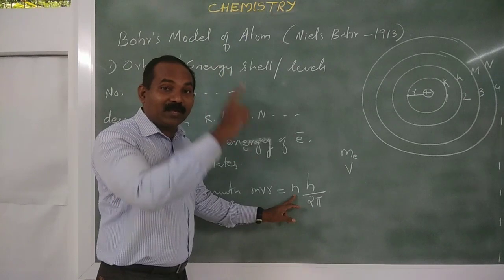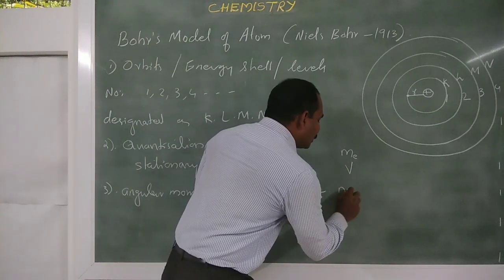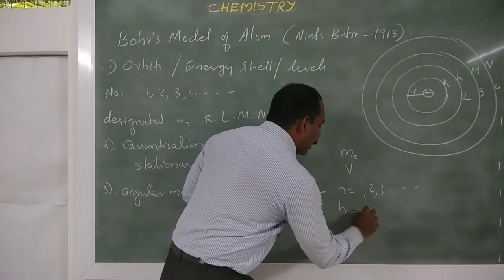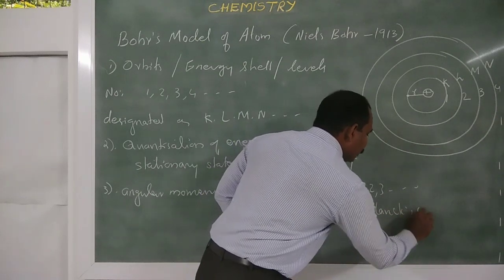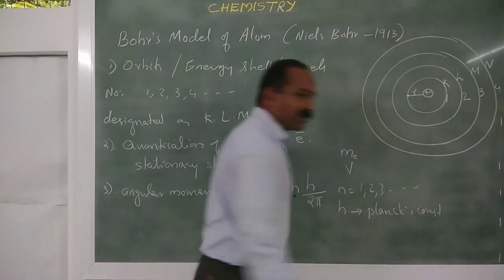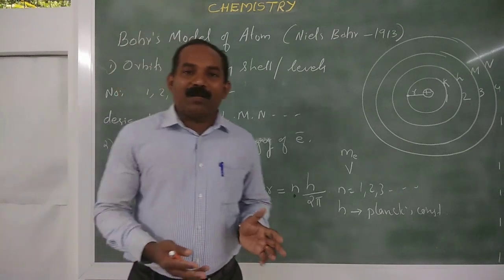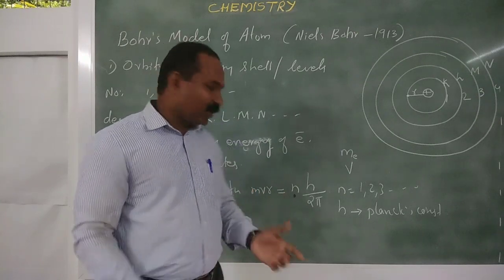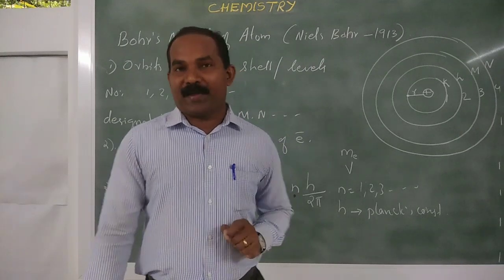n is 1, 2, 3 in the quantum theory. n is equal to 1, 2, 3, etc. What is h? h is Planck's constant. I already told you. Niels Bohr explained the atomic model by considering the quantum theory. So mvr is equal to nh by 2 pi.